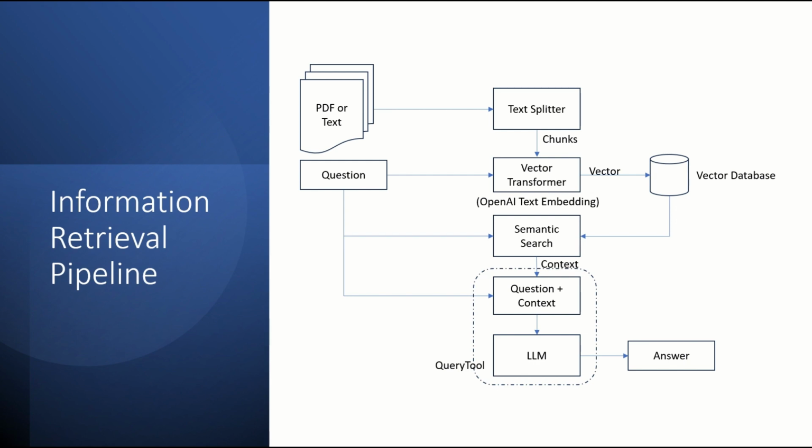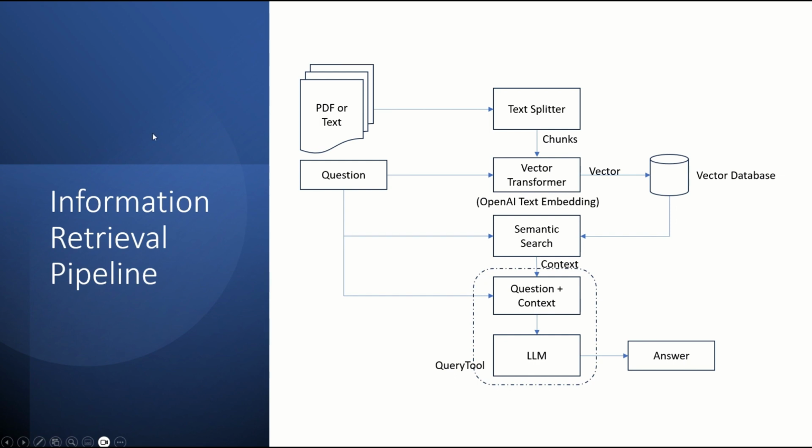The information retrieval pipeline is a multi-step process that helps us find and use the right pieces of information from a large document. Let's break it down step by step. The first step involved is splitting the PDF text into smaller, more manageable chunks. Think of it as breaking down the information into digestible pieces. But that's not all. We then pass each of these chunks through a vector transformer. We are using OpenAI text embedding, which transforms each chunk into a numerical vector. These vectors are representations of the text that capture its semantic meaning. These vectors are then stored in a vector database for our future use.